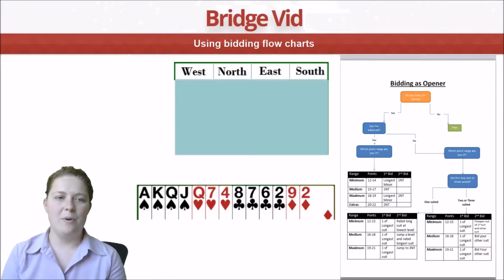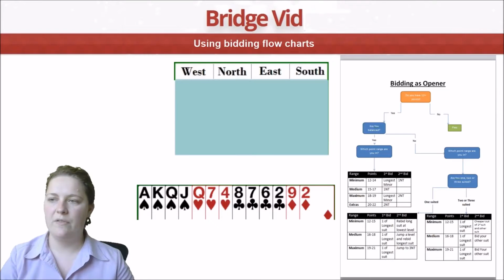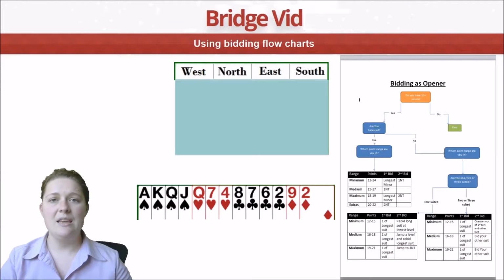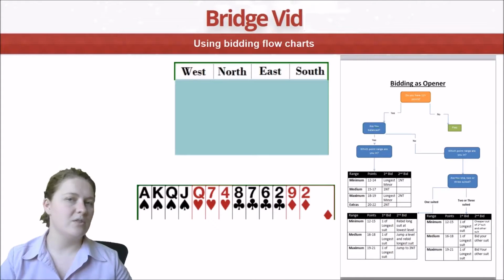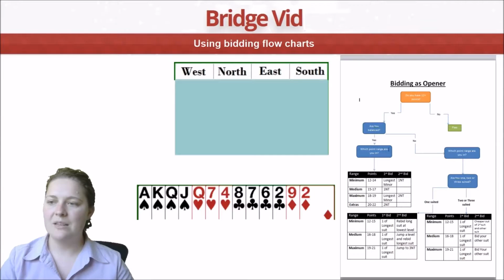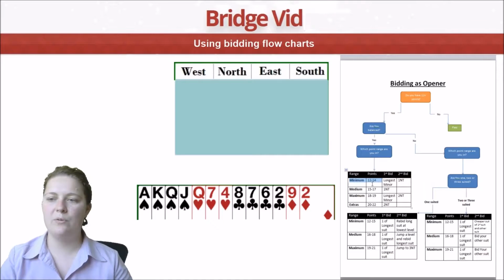Okay, so here we are with this one. Now, if I use the flowchart to work out what I'm going to do, I start off with: am I the opener? Always a good thing to check. Do I have 12 or more points? And yes, I do have 12, only just. My next question: am I going to be a balanced hand or an unbalanced hand? And here I do fit into a balanced category. So I'm a 4-4-3-2 hand shape, 2 4-card suits, 1 3-card suit, and a 2-card suit. My next question is, what range am I in? And I fit in just this minimum range, 12 to 14.